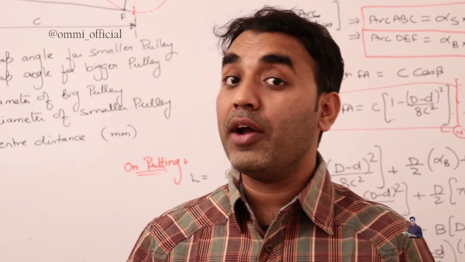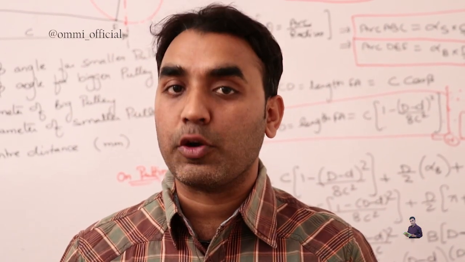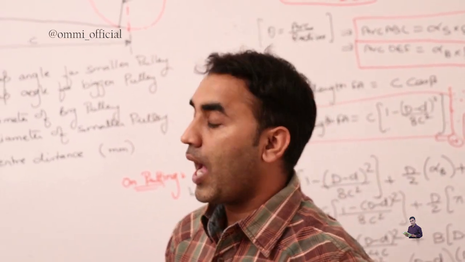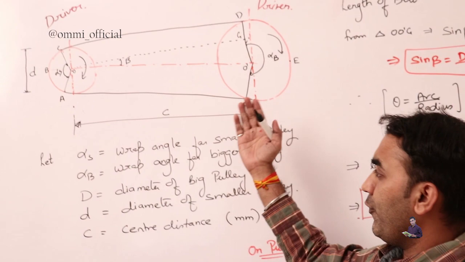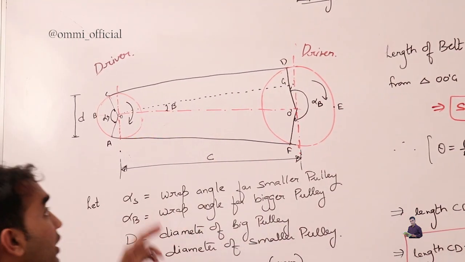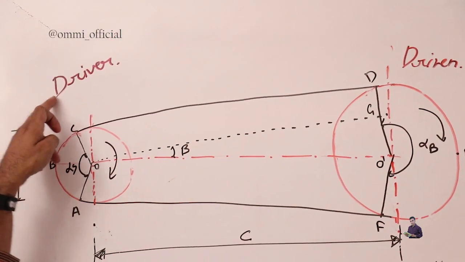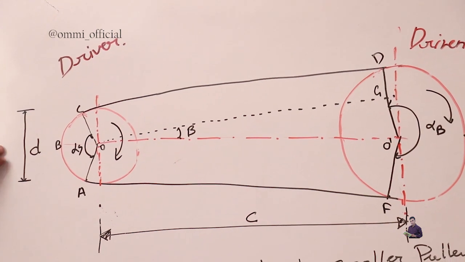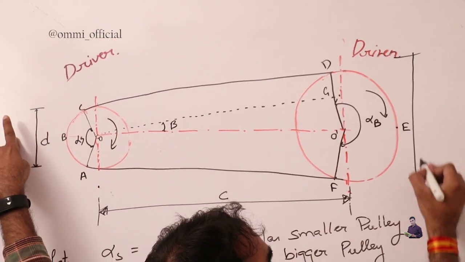Hello friend, as we have discussed, in the next topic we are going to start with the length of the belt. So here I am coming with the length of the belt. If you look at this diagram, we have two pulleys. This is your smallest pulley, which is known as the driver, and this is your biggest pulley, which is known as the driven. If I give the dimensions, it's a small d and a capital D.